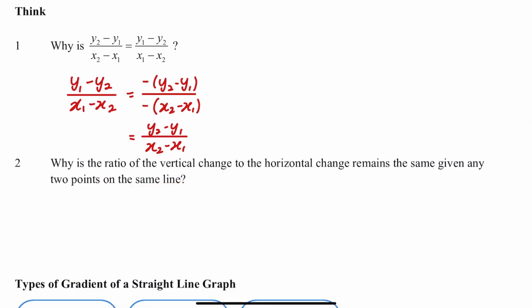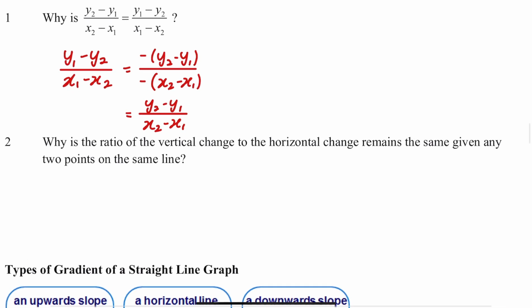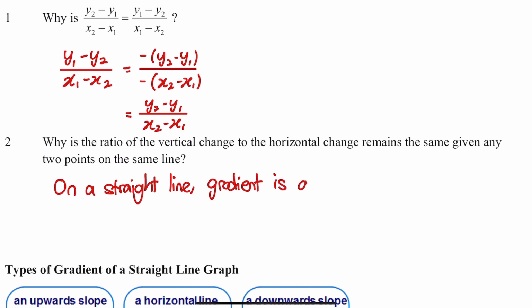One important point to note is that on a straight line, please write this down on your worksheet: on a straight line, gradient is always constant. As long as you have a straight line like this, as we have seen earlier, the gradient is always constant.